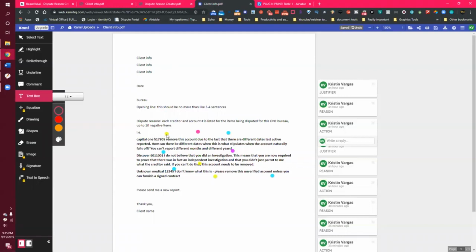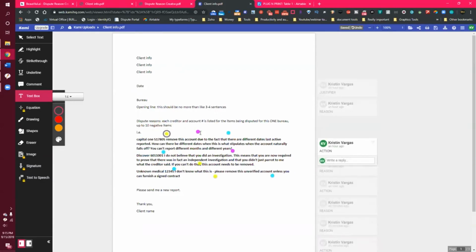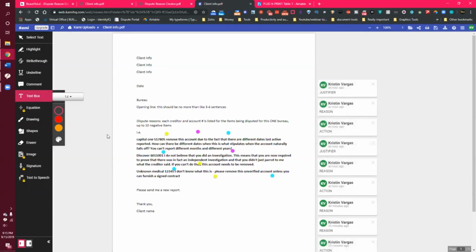All right, so yellow is the action that you want. Yes, the action that you want. And this didn't change colors; I don't know why. Purple is going to be the justifier, and this blue is going to be the reason. If you look over at the right-hand side, you're going to see that I've broken them down. If you click on this one, it's going to show you where it's at. See, action. If I click on this one, it's going to show you it's a justifier. If I click on this one, it's going to show you it's a reason. So remember: reason, action, justifier.